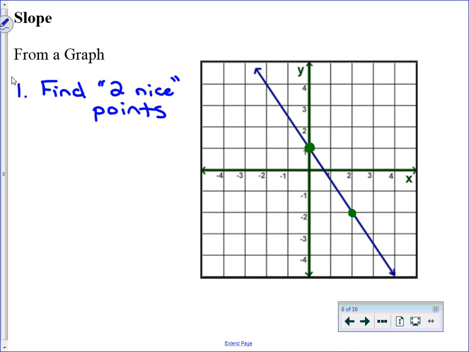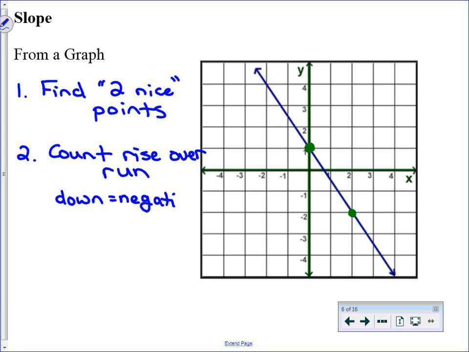So I have now done step number 1 based off of this graph. The second step that we want to do is we want to count our rise over our run. And when you hear the rise over run phrase, hopefully you remember the parts that are going to have a positive and a negative answer. So if you are going down, this line is going to have a negative slope. If you are going to the left at all, you will also have a negative slope. So be very, very careful.